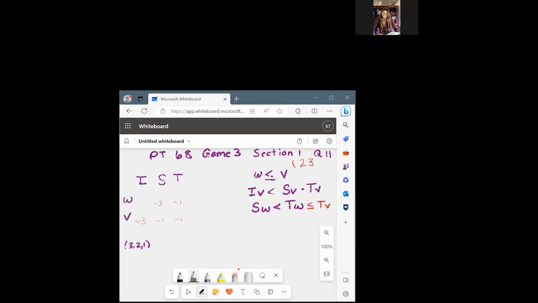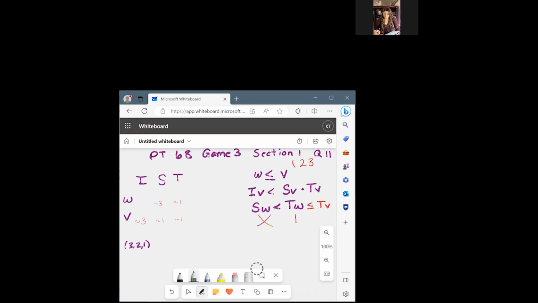Now the same goes for TW not being 1. There's nothing lower than 1 that SW could be. 1 is the lowest option that we have. So TW can't be that, because then SW wouldn't have a number. If TW was 1, then we don't have an SW. It doesn't work.